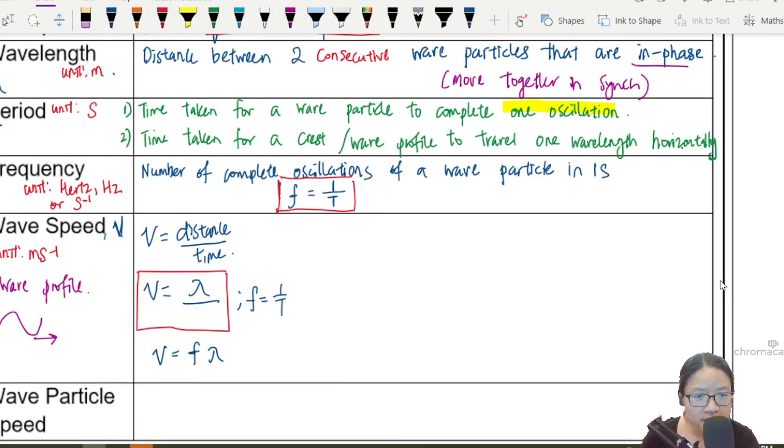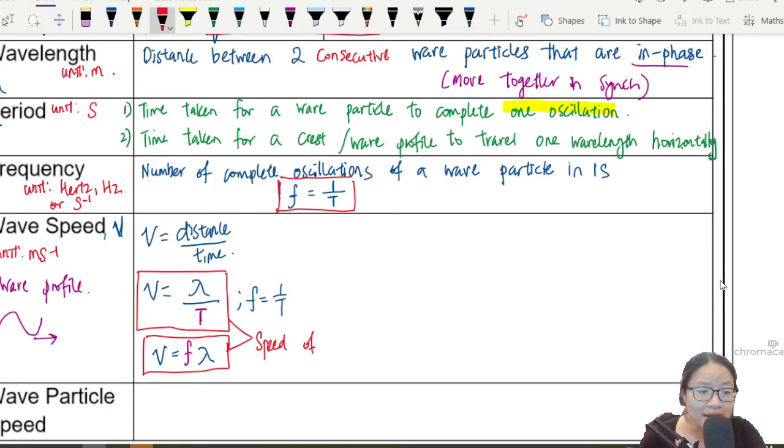Notice that 1 over T is substituted with f. This T, 1 over T, that's why it's at the denominator, is substituted by f. So v = f lambda is sometimes known as the wave equation, but later on, if you study more physics in university, this isn't the wave equation. This is the wave speed equation. And remember again, this is the speed of the wave profile, not the speed of the particle.